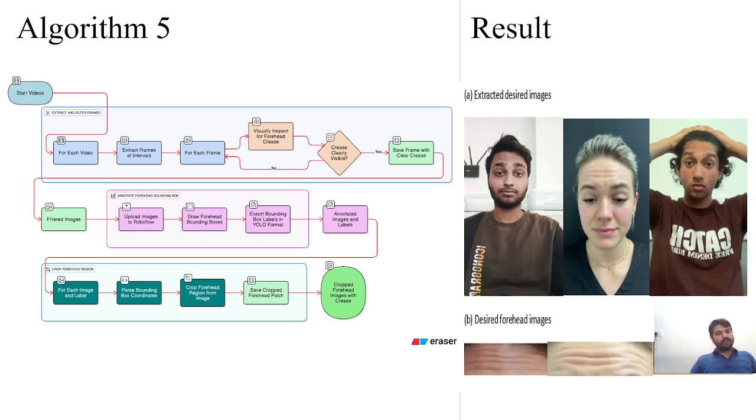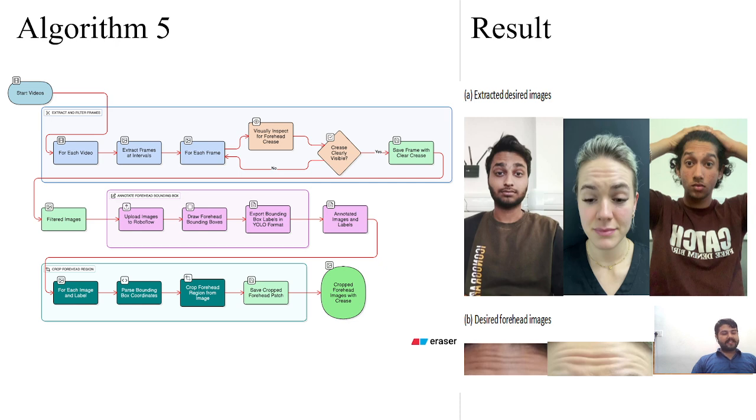Next is the next algorithm, in which I prepare a new data set. I have a collection of videos and some extracted frames. For each video, I extract the frame at each interval, and for each frame, I visually inspect the forehead creases. If the crease is clearly visible, I save the frame; otherwise I discard it.